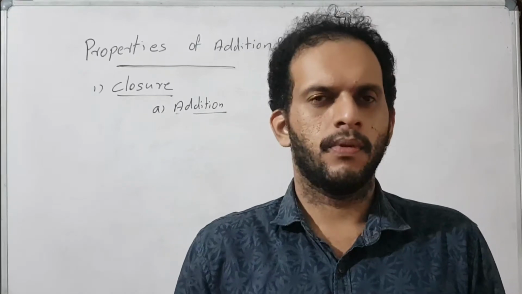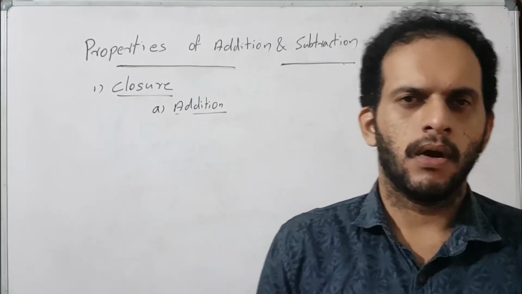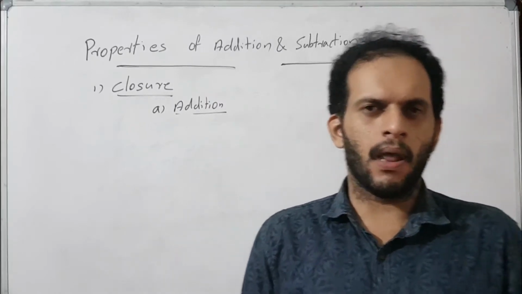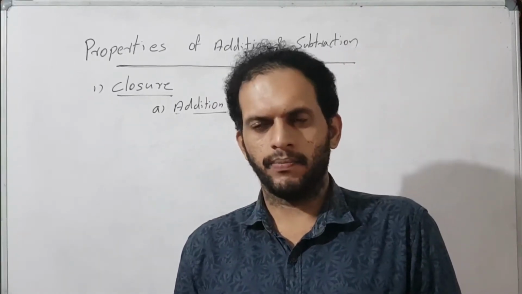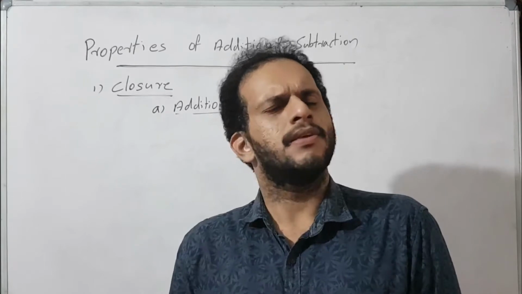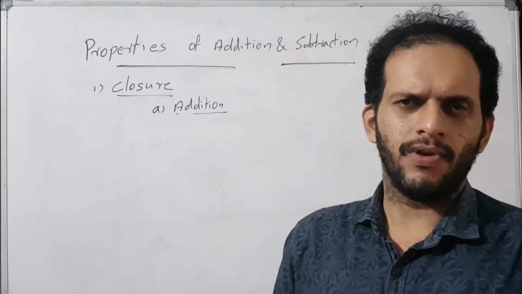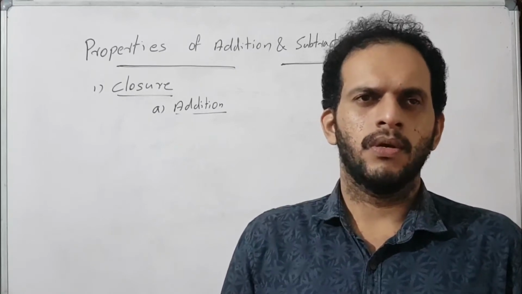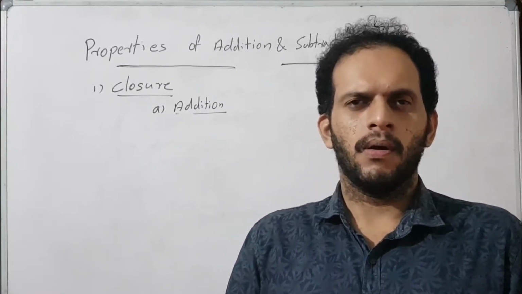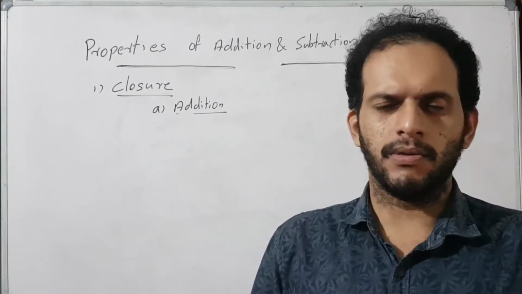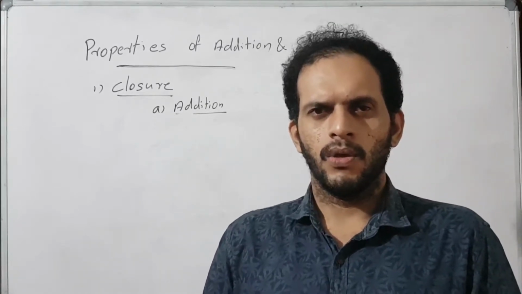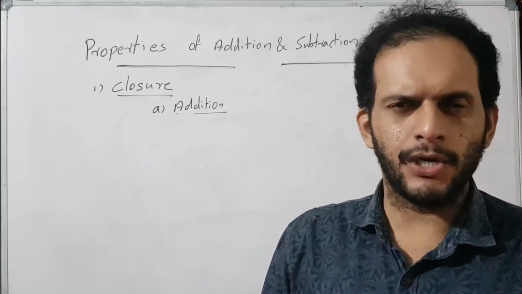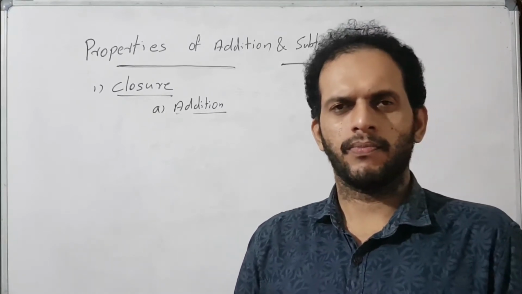We studied first how to add and how to subtract integers by using the number line and the direct method. Then in these two methods, we discussed some rules to make our addition and subtraction easy. So here we are discussing the properties of addition and subtraction.